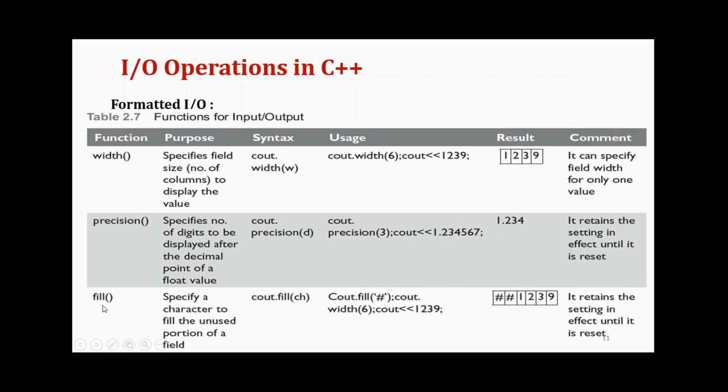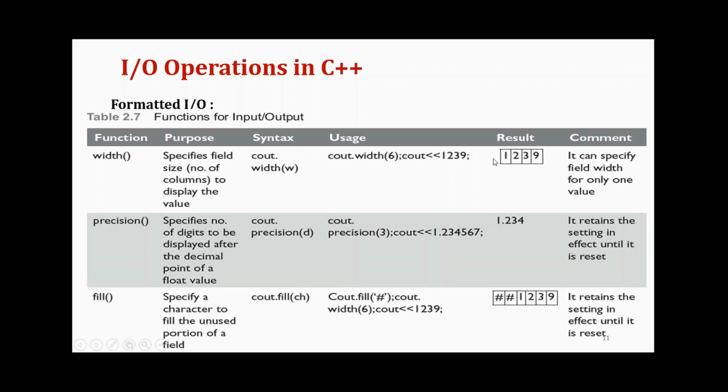And the next one is fill. So cout.fill, whatever character you want to fill with. So check out the output. cout.fill, hash is the character I wanted to fill with. So this is what I have to define. After that I'm using cout 1 2 3 9. So the total width is 6. I have to specify how many columns I'm allocating. And out of 6 columns only 4 are occupied and the remaining 2 will be empty.